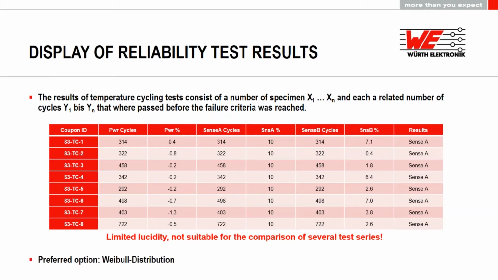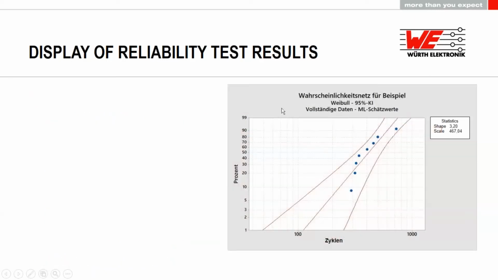Our preferred option is the Weibull distribution. Here you see an example of the Weibull distribution with the data of the table before. In the Weibull distribution, both axes are logarithmic. You have the percent axis, which means percent of failed coupons, and you have the cycle axis, which just means the number of reached cycles till failure. And as you can see, the data is on just one view.